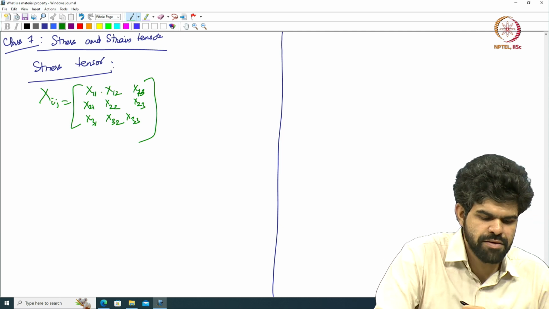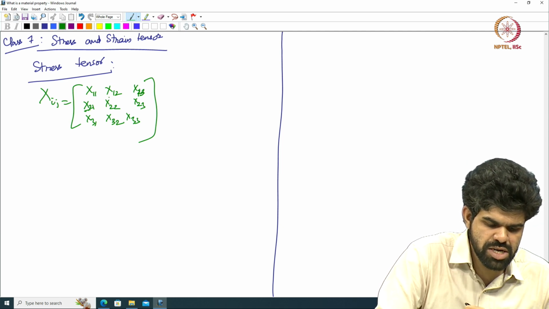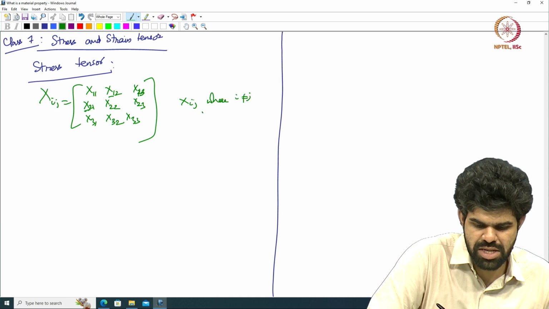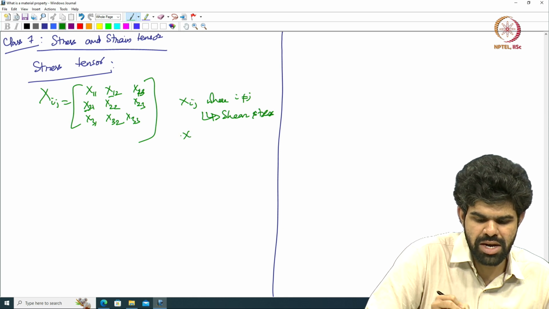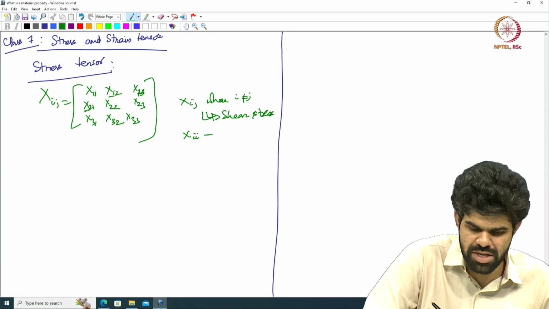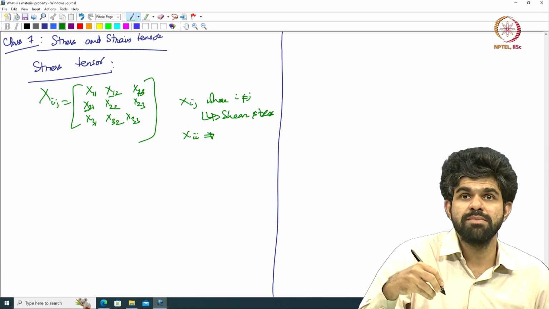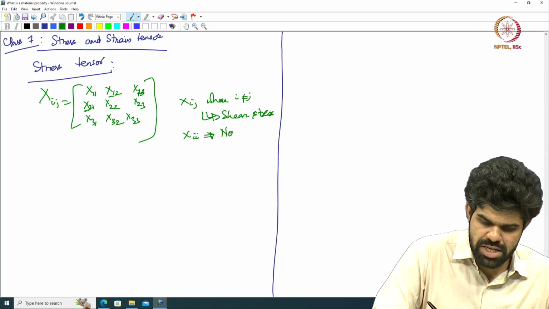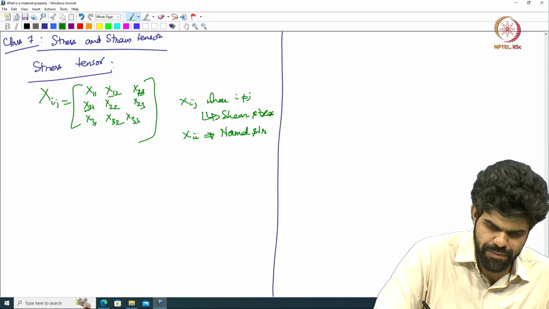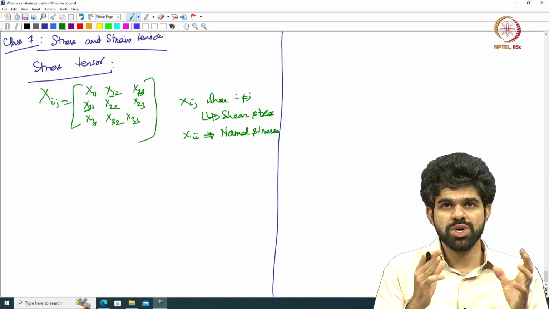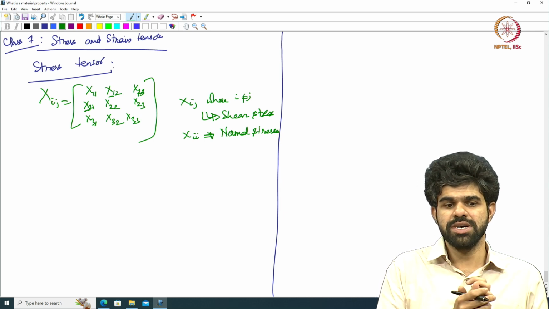Now, these are the shear stress components: xij, where i is not equal to j, is shear stress, and xii, these are not shear stresses, but tensile and compressive stresses, right? So these are stresses along the principal axis. Okay. These are normal stresses. So in general, the stress tensor is supposed to have 9 elements, but it does not. We will see why that is the case.